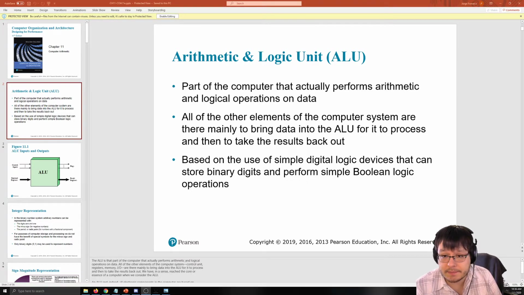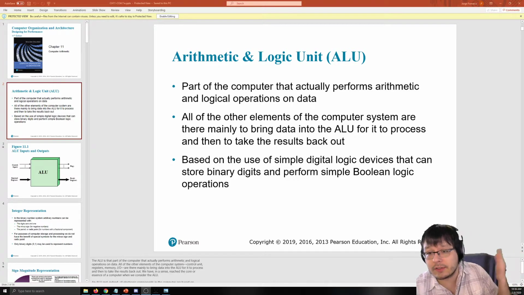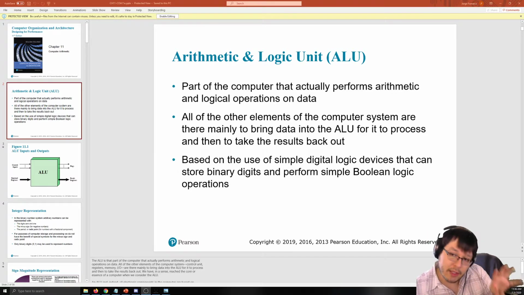As I was saying earlier, all the stuff that we have talked about is basically to support this ALU. Memory, external storage, I/O, all these things exist so that we can bring the data to the CPU, and by that I mean the actual ALU, so that it can do the computations it needs and then send them back out, okay?